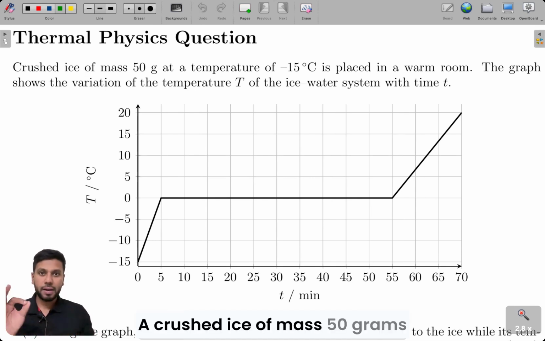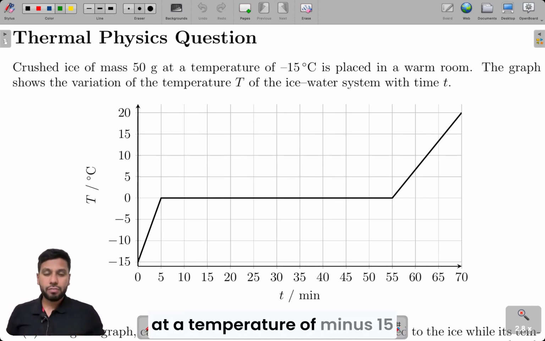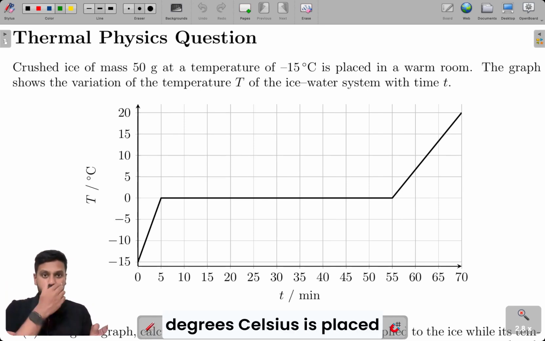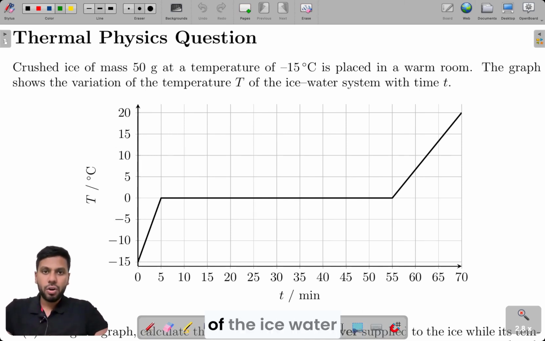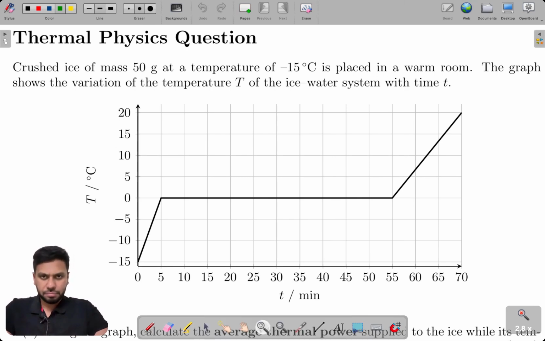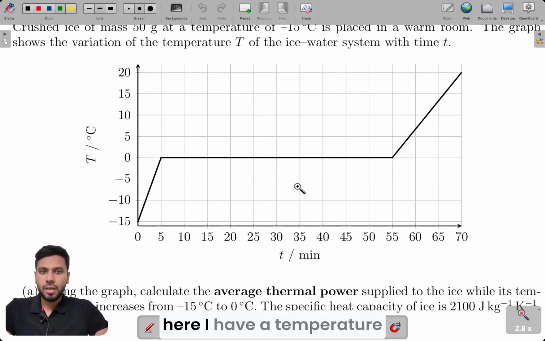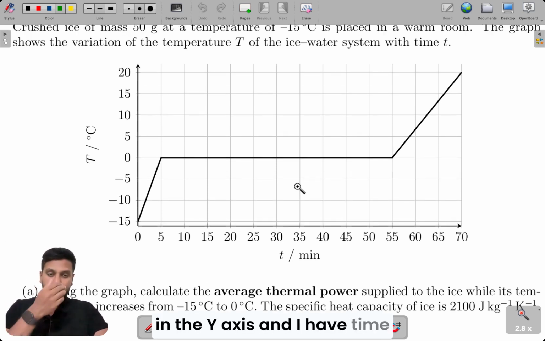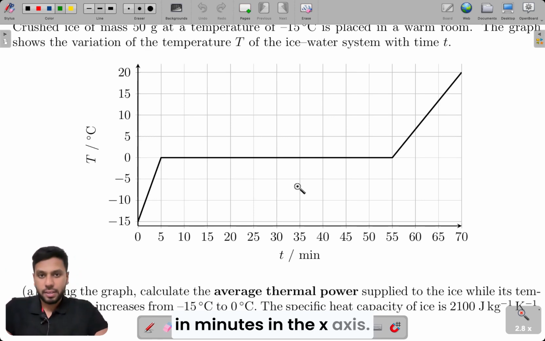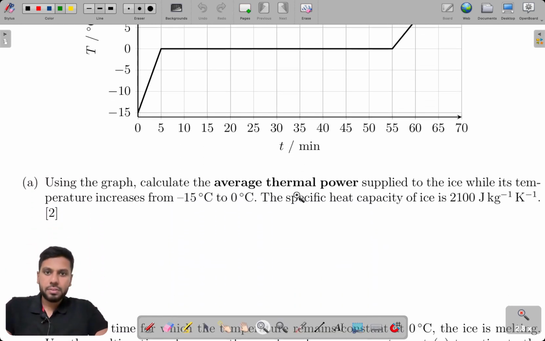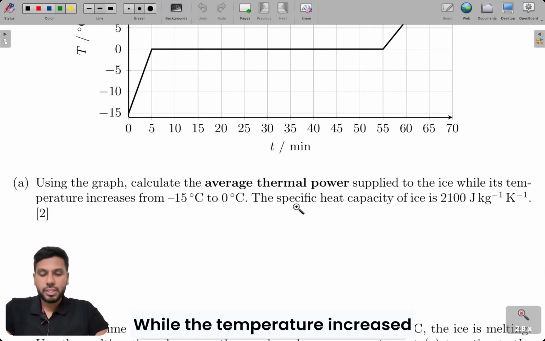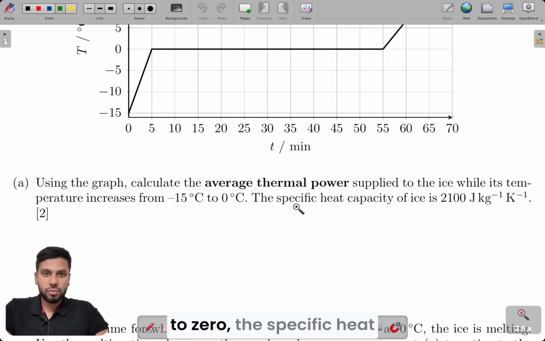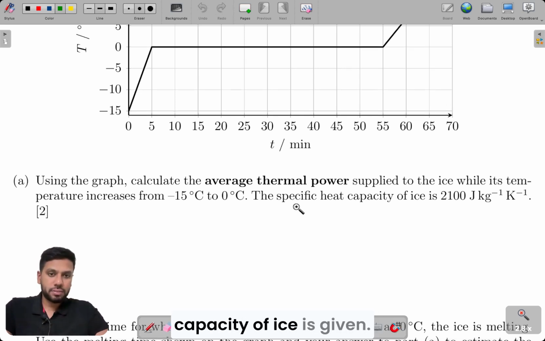A crushed ice of mass 50 grams at a temperature of minus 15 degrees Celsius is placed at a warm temperature. The graph shows the variation of the temperature T of the ice-water system with time. As you can see in the graph, I have temperature on the y-axis and time in minutes on the x-axis. Now using the graph, calculate the average thermal power supplied to the ice while the temperature increased from minus 15 degrees Celsius to 0. The specific heat capacity of ice is given.